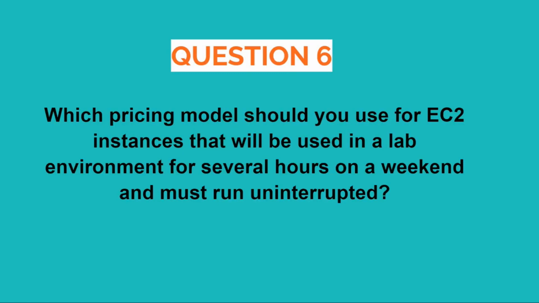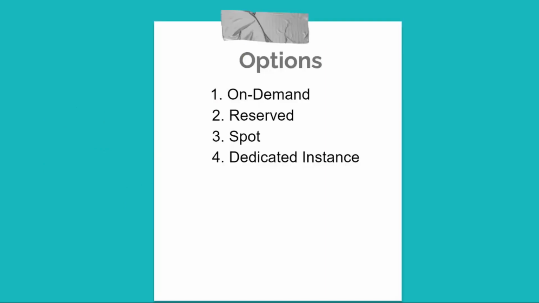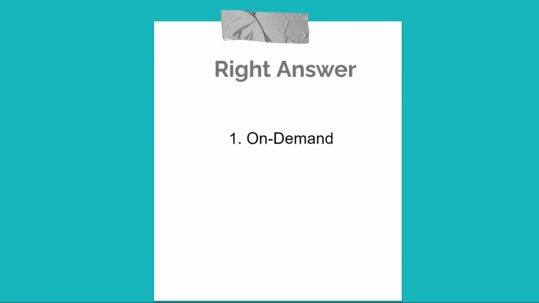Question 6. Which pricing model should you use for EC2 instances that will be used in a lab environment for several hours on a weekend and must run uninterrupted? Option 1. On-demand, 2. Reserved, 3. Spot, 4. Dedicated instance. Right answer is 1. On-demand.